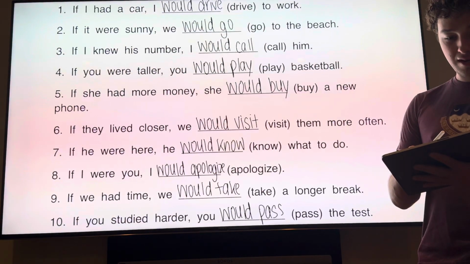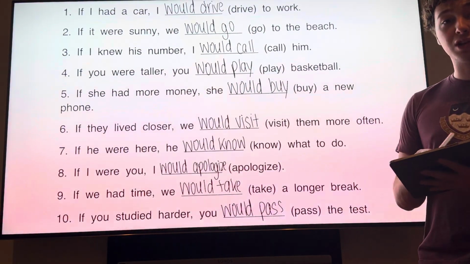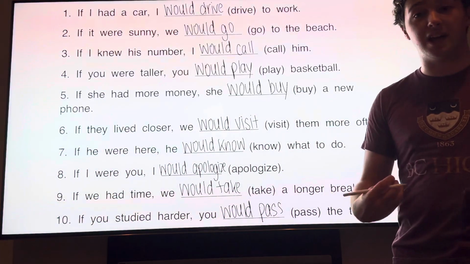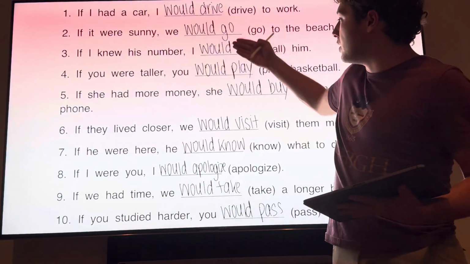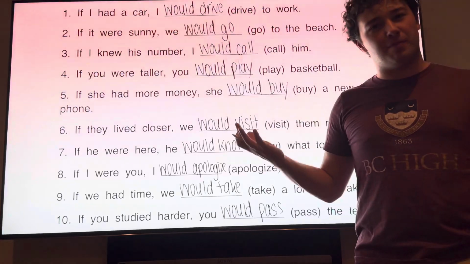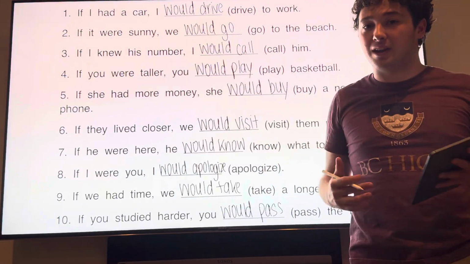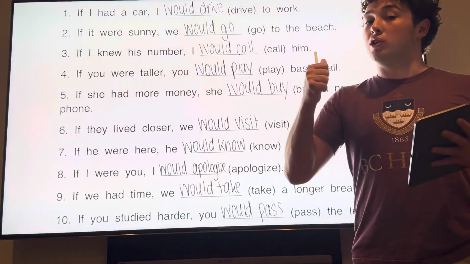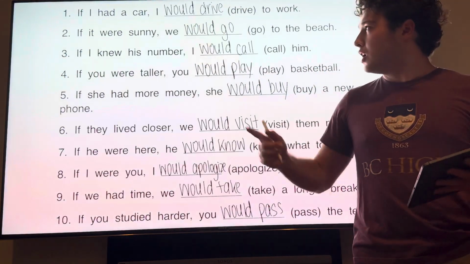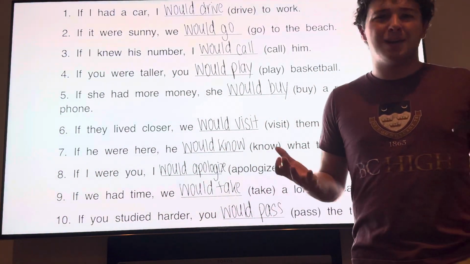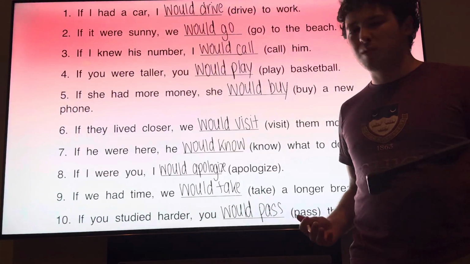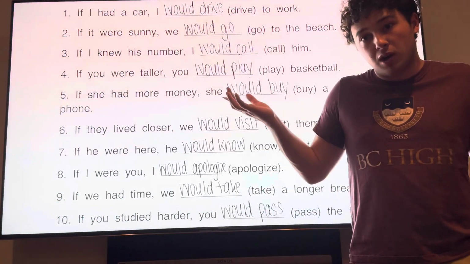So, very similar to the first conditional, however, instead of will, it's would. Why would? Because it's hypothetical. Maybe it'll happen. Will, yes. You will pass, yes. You would pass, maybe. If you had studied harder, maybe you would have passed, but we don't know.